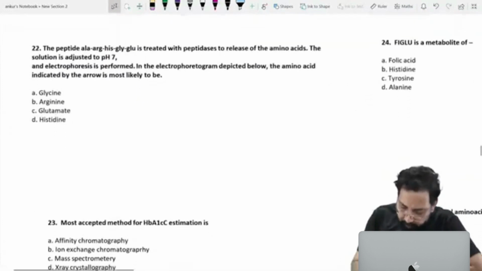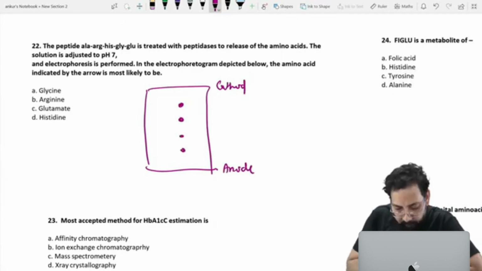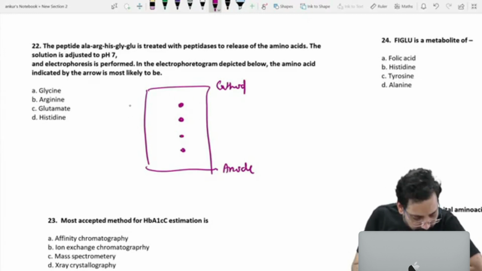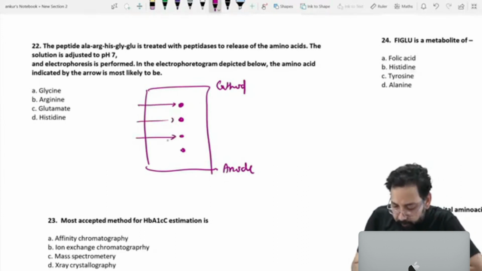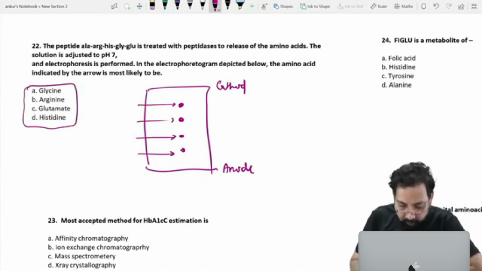Suppose this structure is given, they have given this diagram. This is the cathode, this is the anode. Aspartate and glutamate have negative charge, arginine, histidine and lysine have positive charge. If I ask you to sequence these, you will say this is negatively charged, and the anode is positively charged.